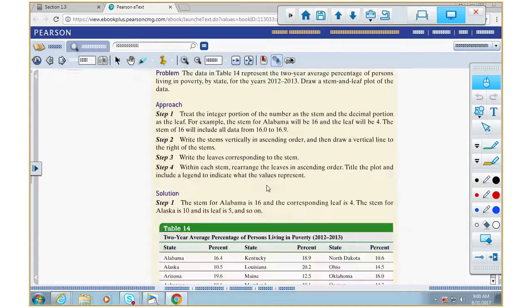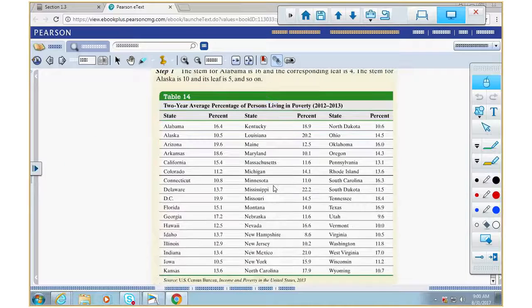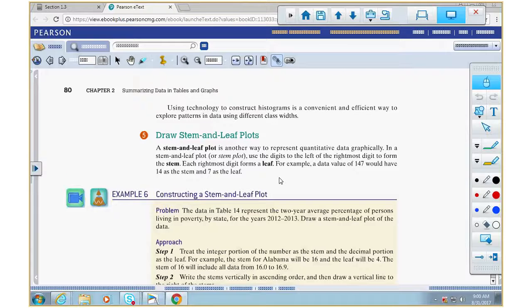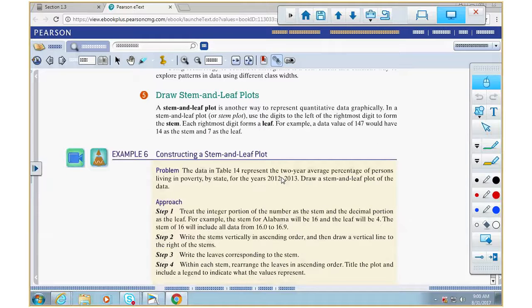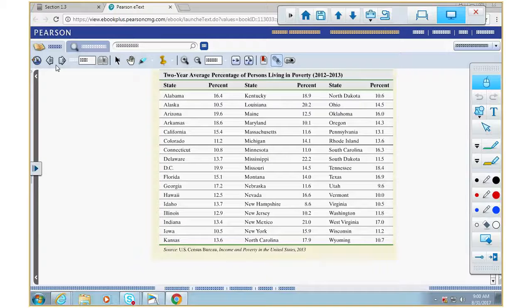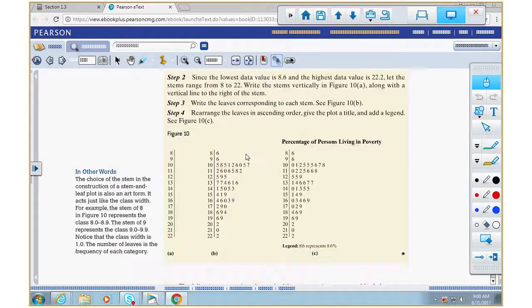Stem and leaf. Go ahead and write it down. You won't be tested on it, but you need to know what a stem and leaf is. I thought they'd show a picture of it, or hold on, let me see if we got it on the next page. There's a stem and leaf.